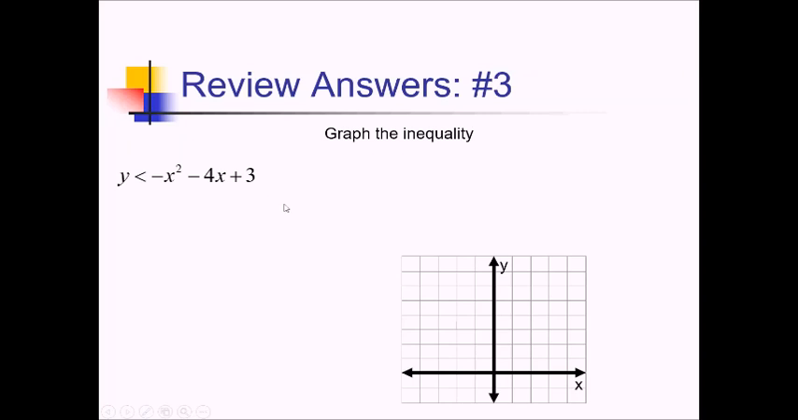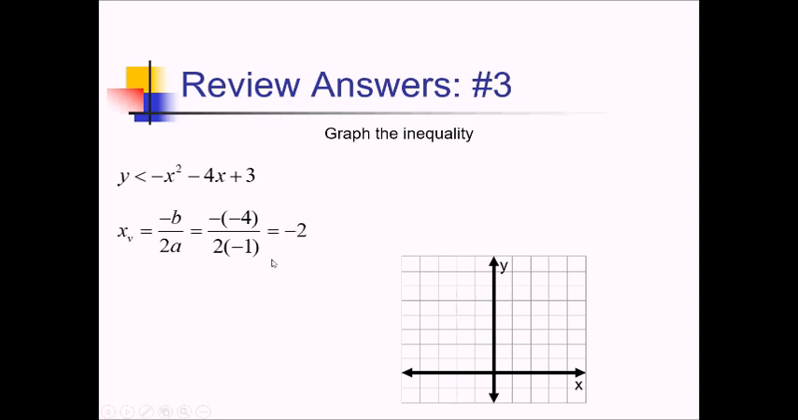To graph this quadratic inequality, we're going to start by getting the vertex. Basically just pretending we're graphing a quadratic equation. So we've got negative b over 2a. That'll give us the x value of the vertex. That's going to be negative 4 over 2 times the a value, negative 1. So that's positive 4 over negative 2, which gives us negative 2.